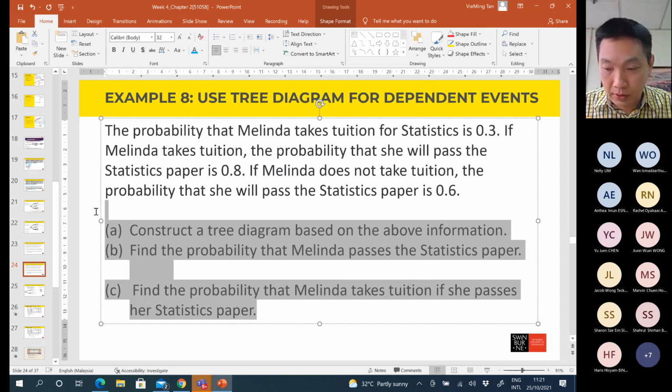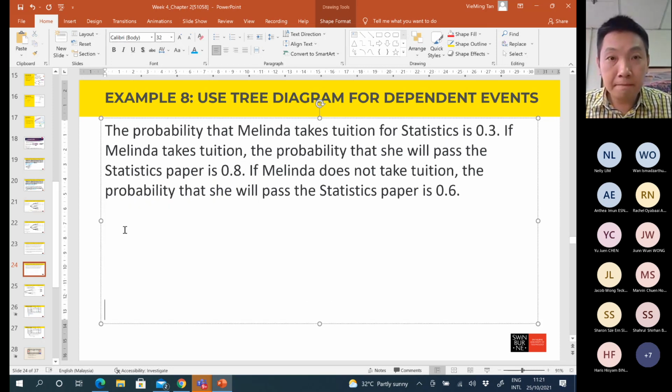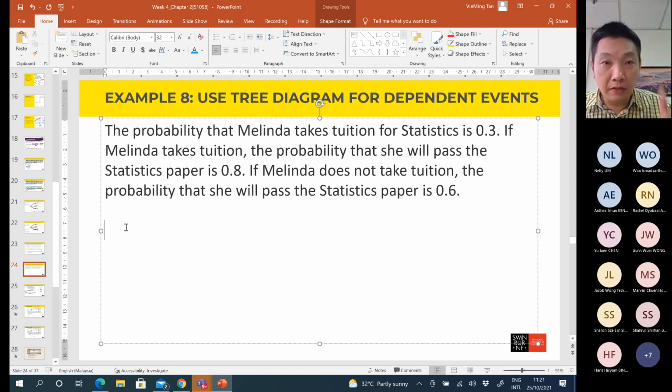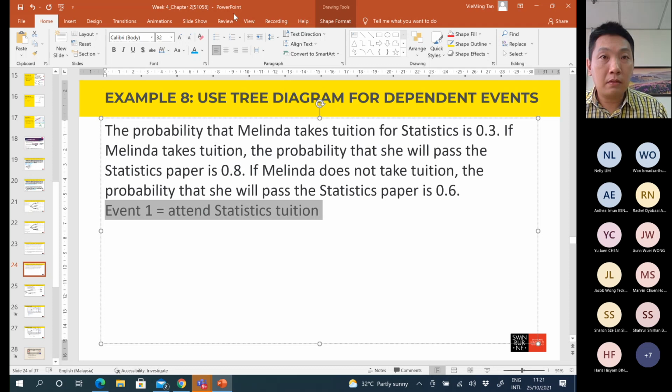So based on this question, I can try to draw something first, all right? So this I delete. I can say that event number 1 for this question is attend statistics tuition. Or we can just put tuition. Event number 1. Okay. Use blue color, right?